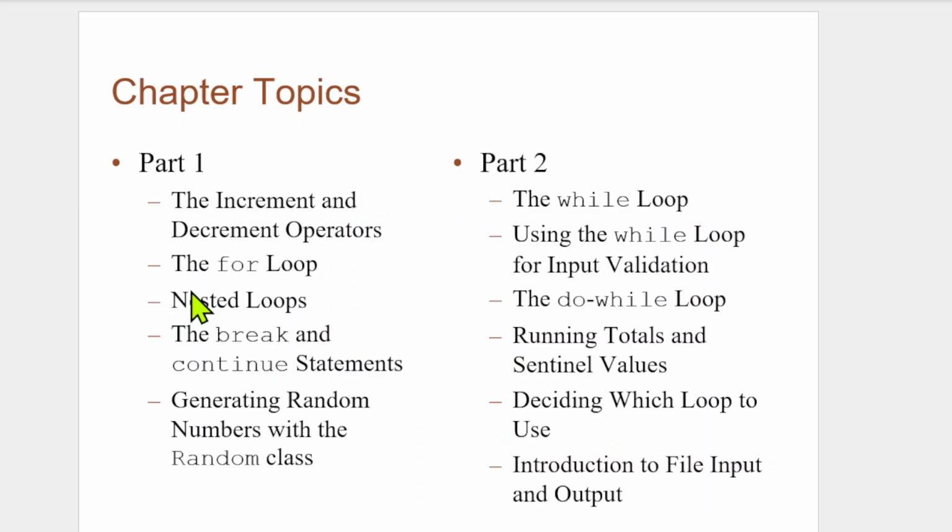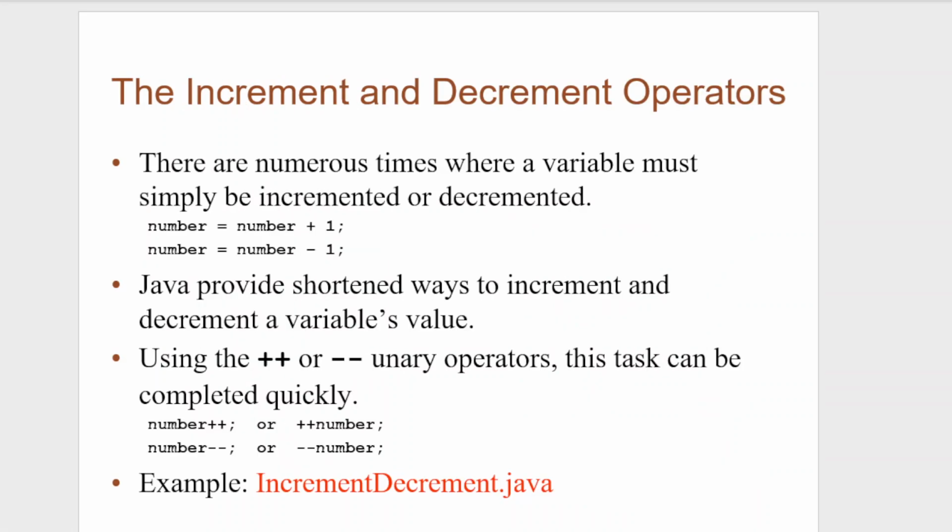And so this is part 1 we're doing here. We're going to learn about incrementers and decrementers. The for loop, nested loops. We're going to learn about break and continue statements, and we're going to generate random numbers in a random class. All right, let's start here.